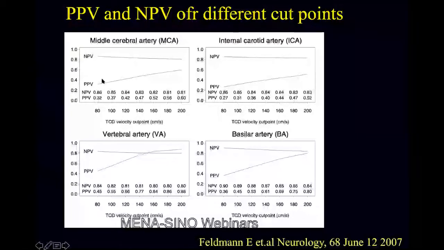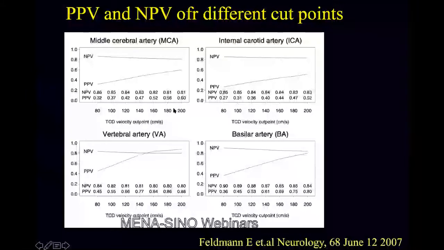Now, if you look at the SONIA trial done by Feldman, the negative predictive value and positive predictive value vary based on the cutoff velocity. You see, there's a slight trend in the negative predictive value and an increase in the positive predictive value as you increase the velocity.